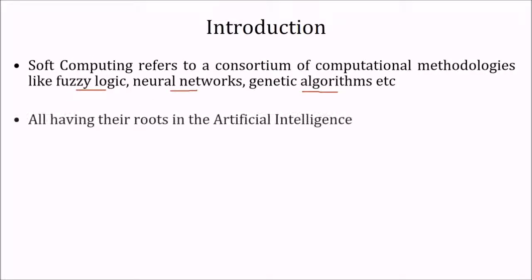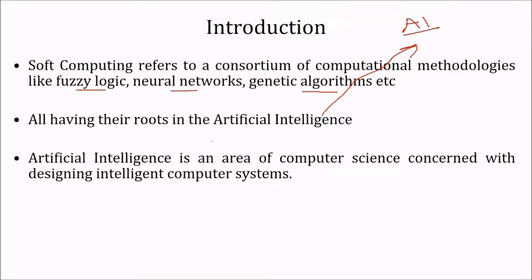Why? We'll see. Because all these have their roots in artificial intelligence, AI, may it be fuzzy logic or neural networks or genetic algorithm. They are rooted in AI. AI is an area related to computer science, when we are dealing with computing devices or computers which are intelligent enough to understand and make decisions. So we are designing intelligent computer systems.